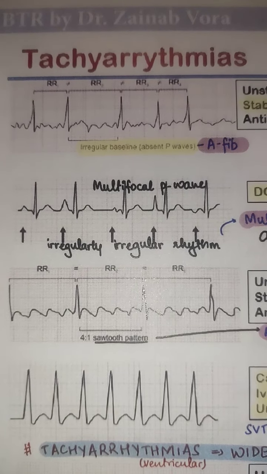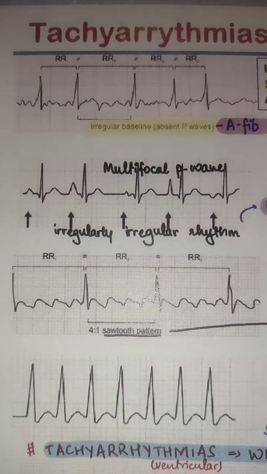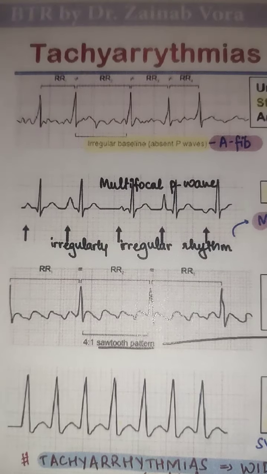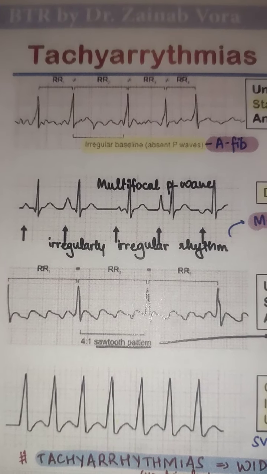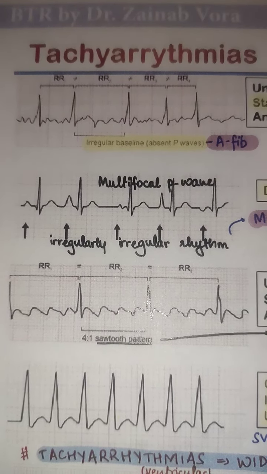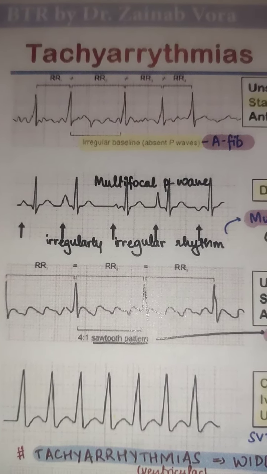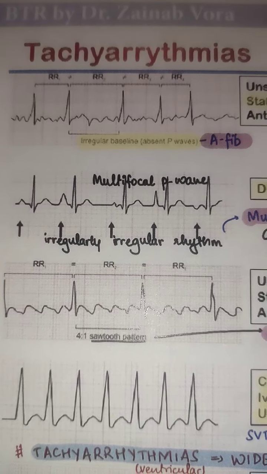Today we are going to learn the most common types of tachyarrhythmia. First we will see atrial tachyarrhythmias. First is atrial fibrillation, where the RR interval is irregular with absent P waves or fibrillatory P waves.